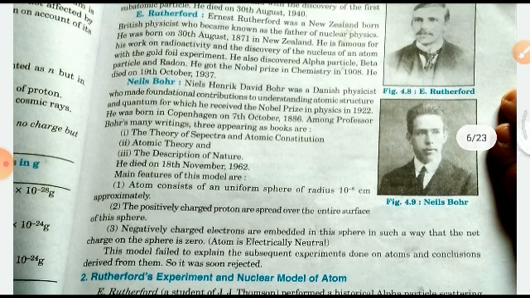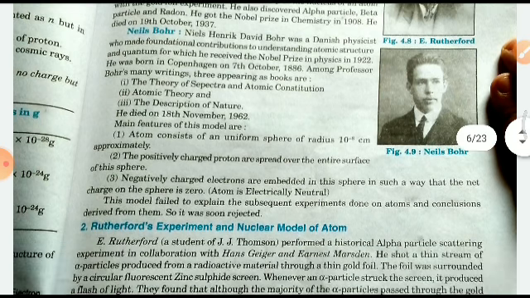But then came Niels Bohr. Niels Henrik David Bohr was a Danish physicist who made fundamental contributions to understanding atomic structure and quantum theory, for which he received the Nobel Prize. He gave the following theories of spectra: atomic constitution, atomic theory, description of nature.